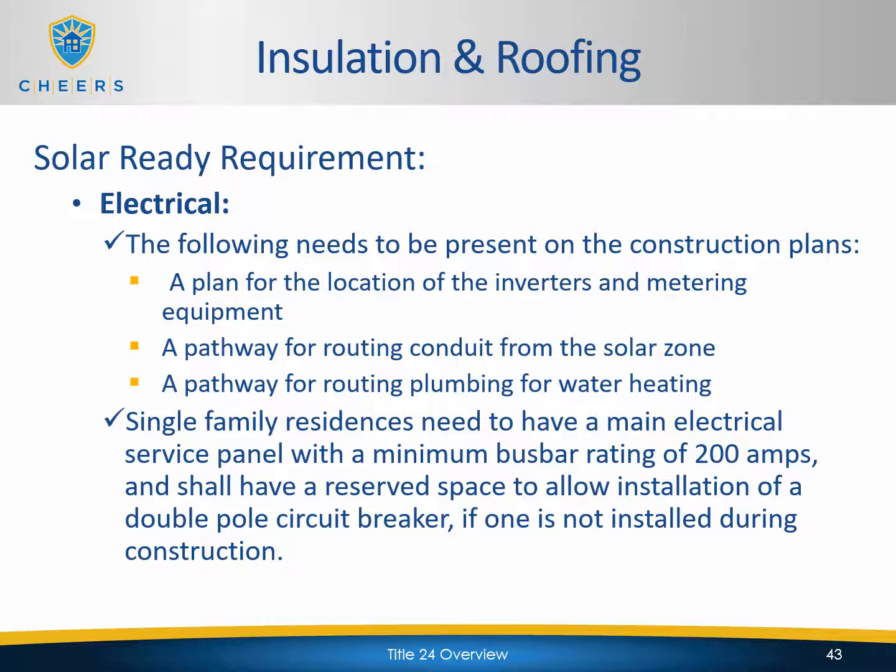Now for single family residences, they need to have a main electrical service panel with a minimum busbar rating of 200 amps and shall have a reserve marked for future solar electric space to allow installation of a double pole circuit breaker. So that electrical panel actually does need to be installed in single family residences. And that's because obviously if they ever have to drop in the solar panel, they have to have a way to wire it in. So that has to be there, and that's specific to single family.